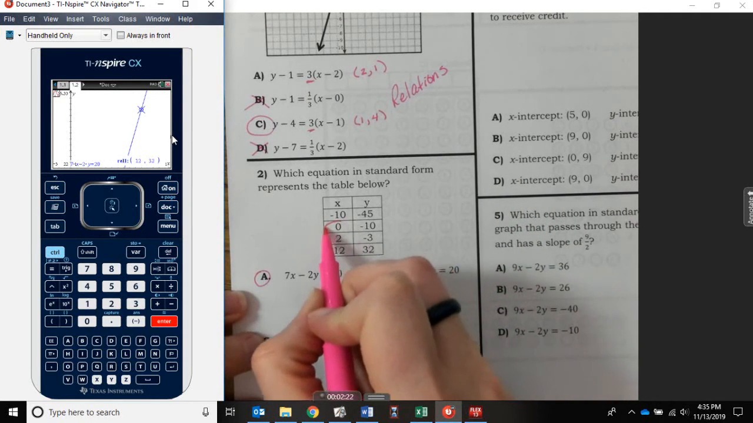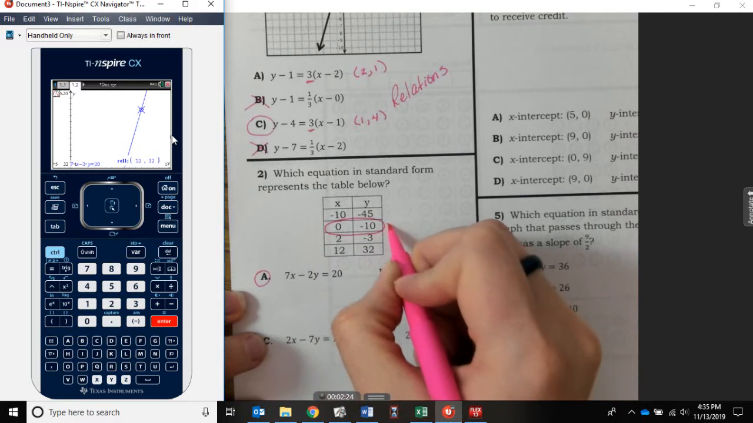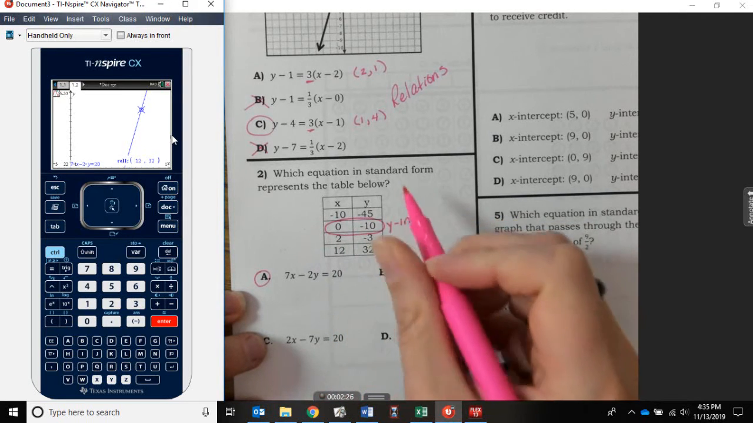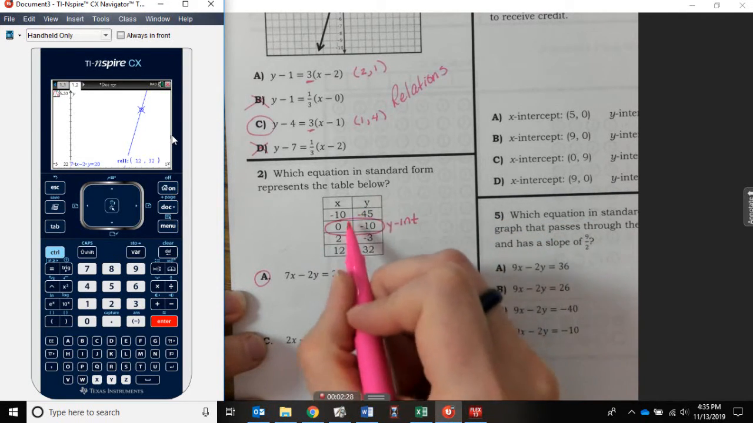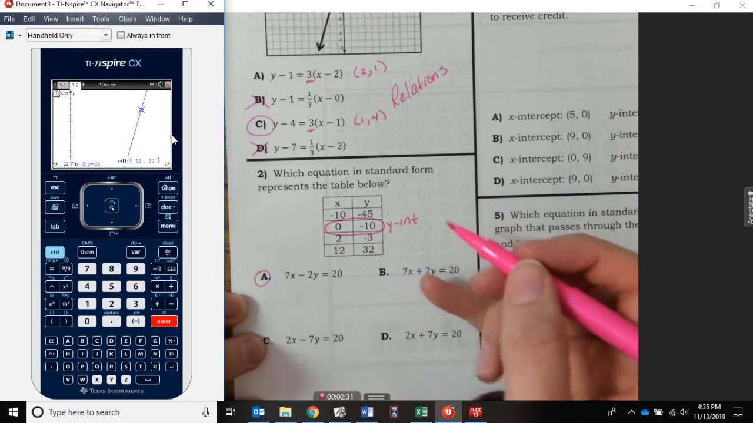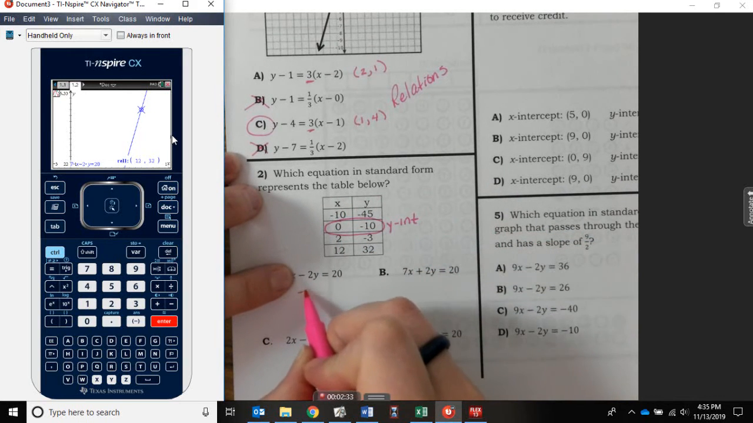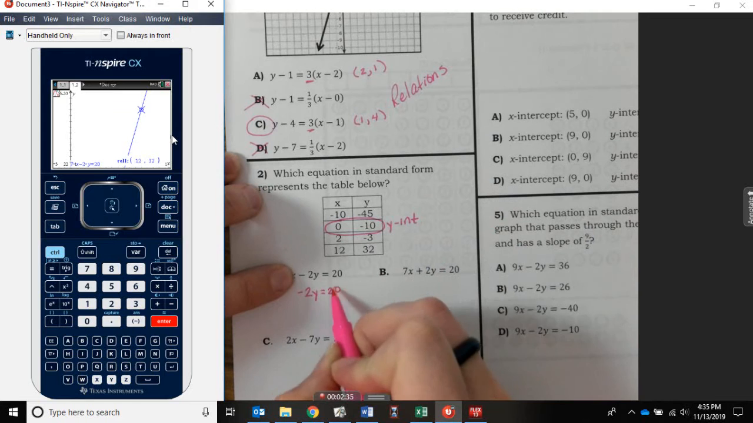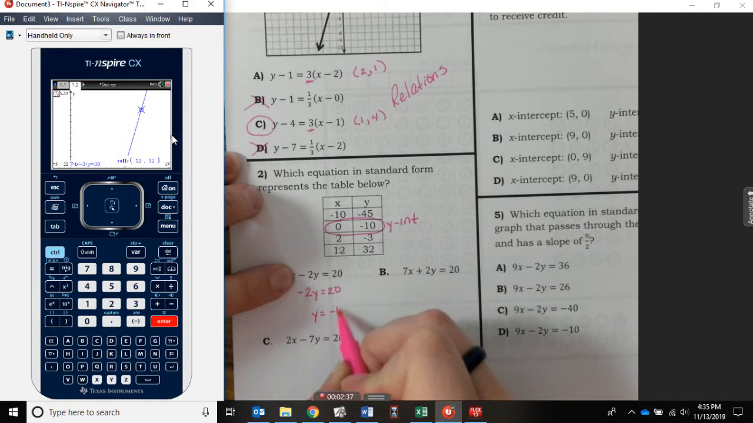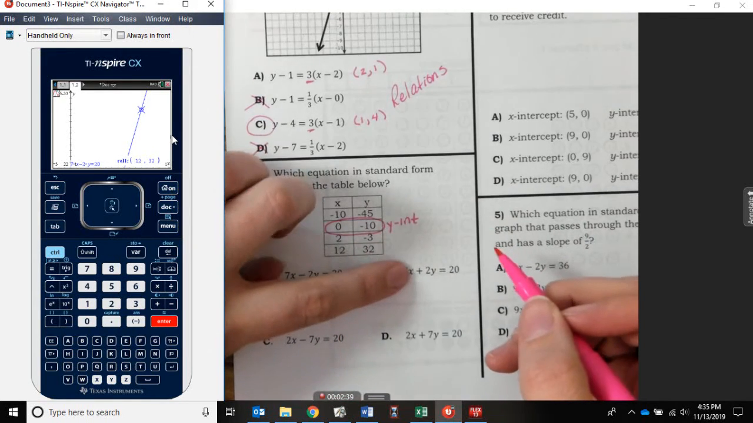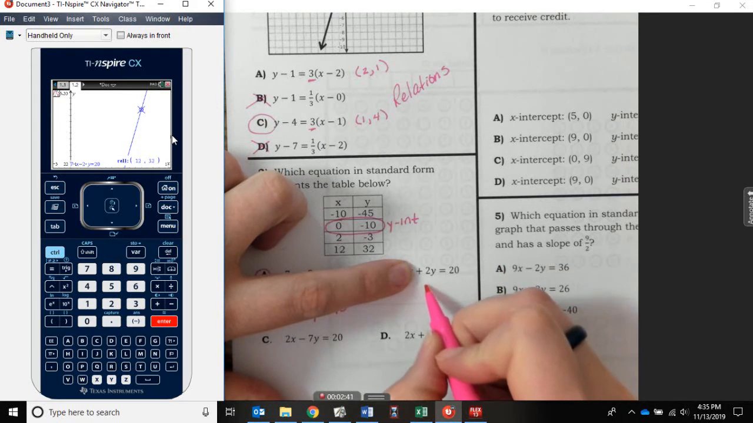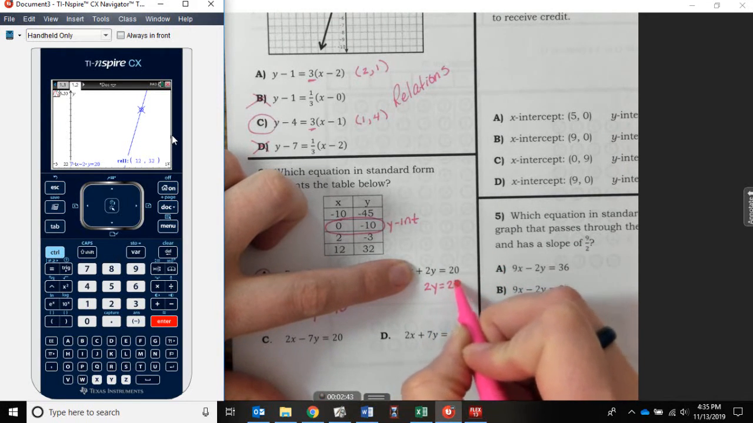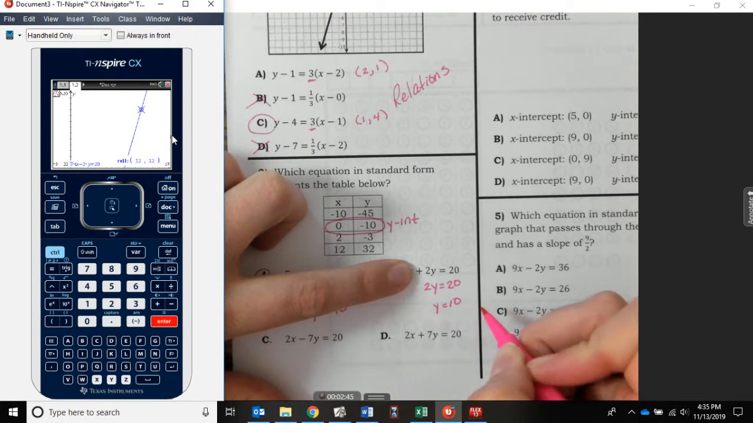You could have found the y-intercept on the table. And remember, when we have an intercept, one of the things is 0. So here my x value is 0. So if I cover up my x, I have negative 2y equals 20, and I divide and I get negative 10. If I were to practice that on all the rest of them, here I have a positive 10.